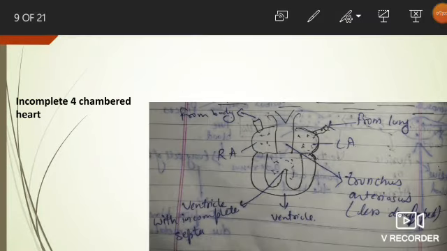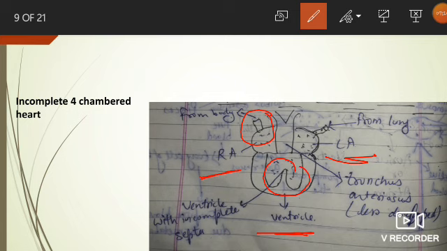So here is the diagram. In this you can see the sinus venosus, right atrium, left atrium, and ventricle, and this ventricle has an incomplete septum. That means this four-chambered heart can be complete if this septum is perfect and complete, but here the septum is incomplete, so it is considered an incomplete four-chambered heart.